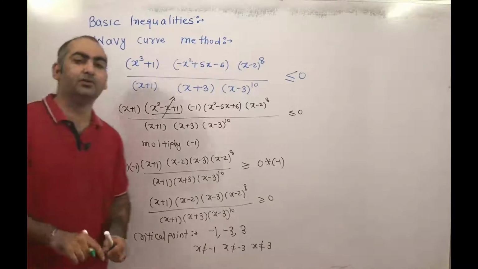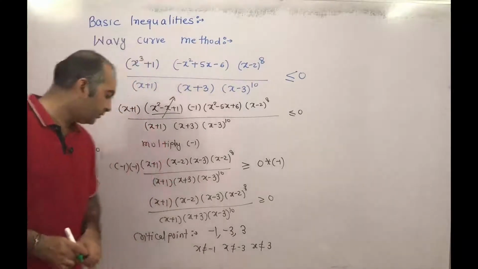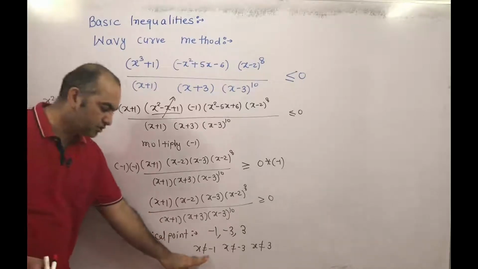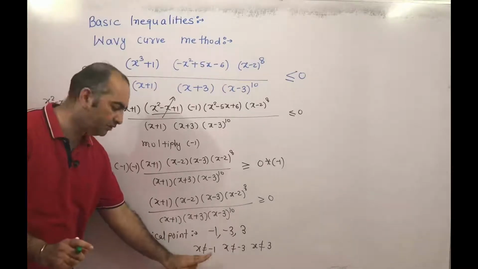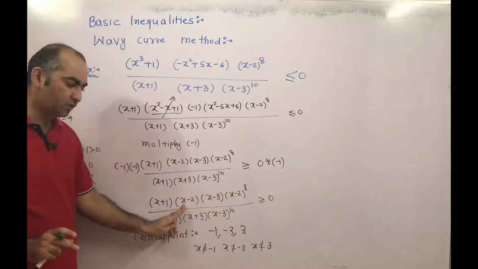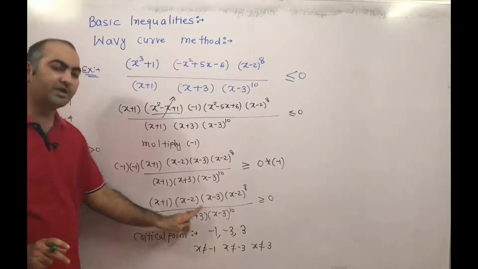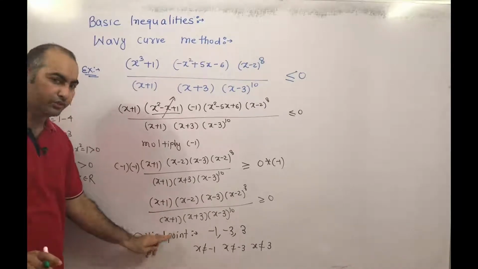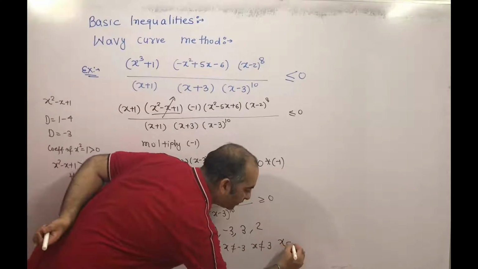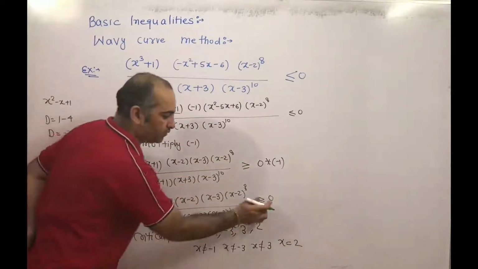Now we will check critical points in the numerator. You check this one, x + 1, so from here −1 will come. So −1 is already not included, and we already wrote this critical point, so no need to write it again. Correct? x = 2. At x = 2, the numerator will become 0, but the denominator is non-zero. So x = 2 is a critical point, and this is included because we want equal to 0.